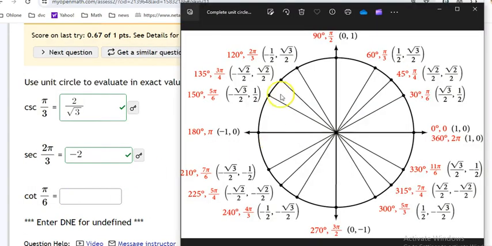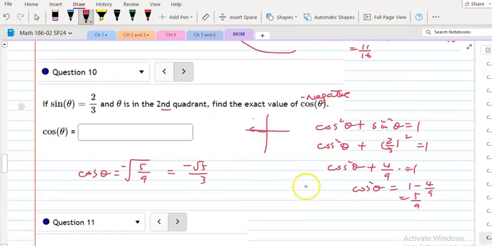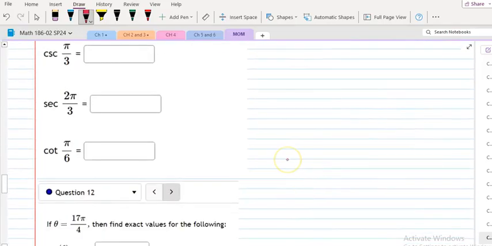Cotangent of pi over 6. Pi over 6 is over here. I have root 3 over 2 over 1/2, but cotangent is x over y. So go back. X over y means root 3 over 2 divided by 1/2. The half and half cancel. That's root 3.